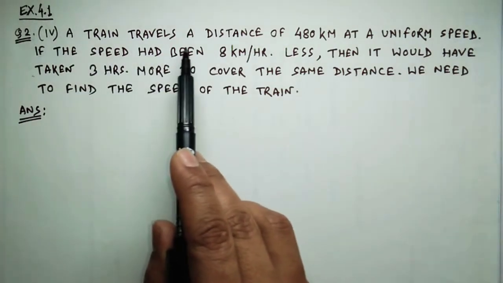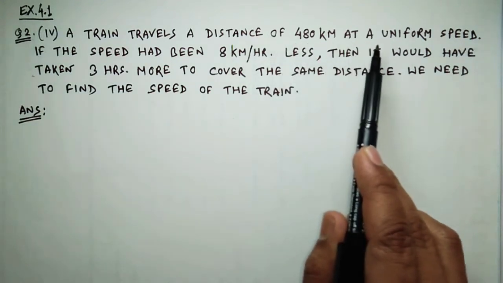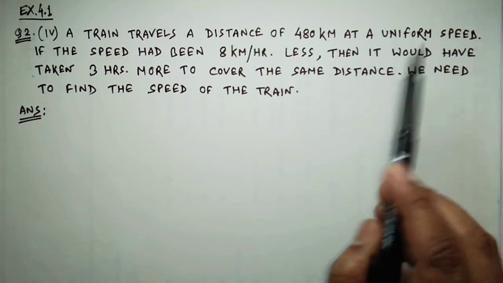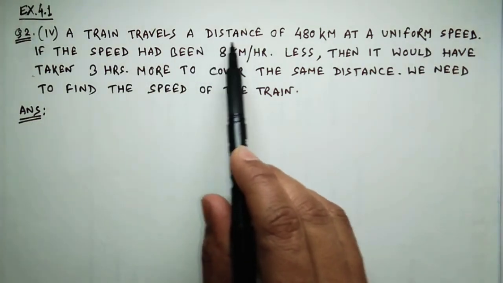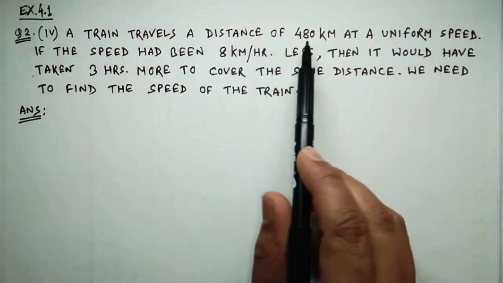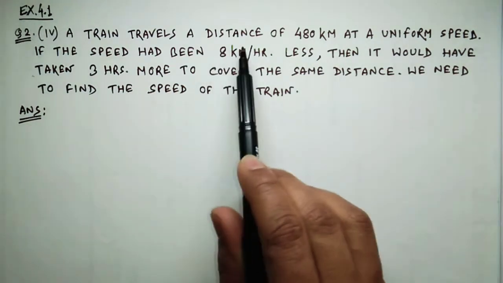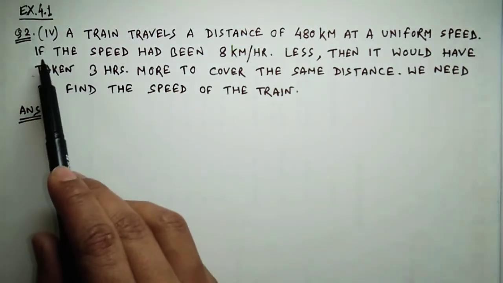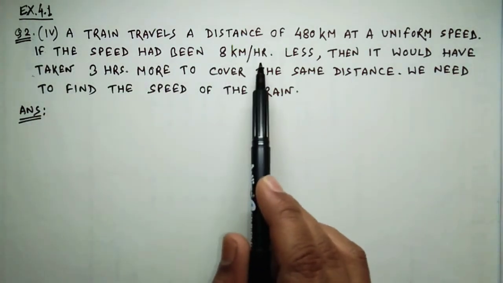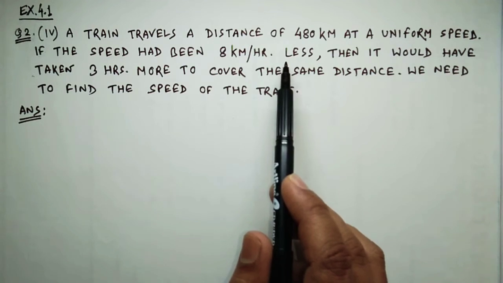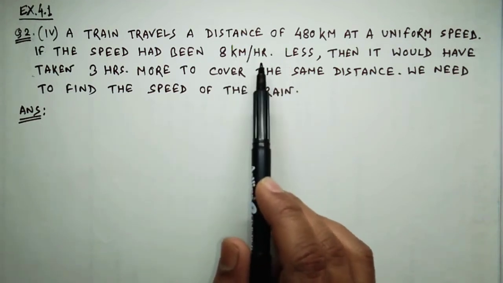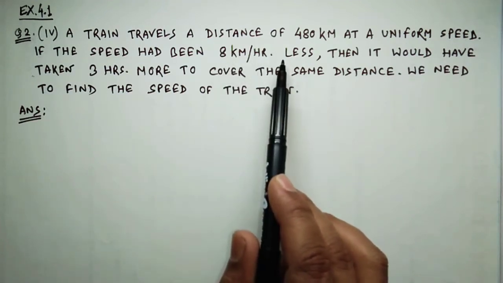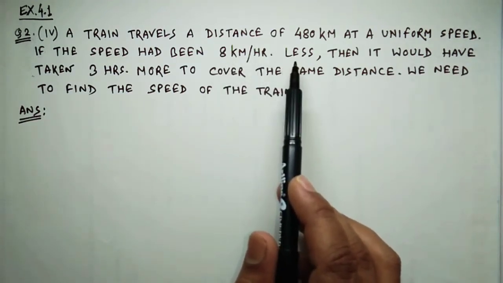A train travels a distance of 480 km at a uniform speed. So while traveling at a uniform speed, the train covers a distance of 480 kilometers. Now the question is, if the speed had been 8 kilometers per hour less, if the speed is reduced, of course the required time will be more.